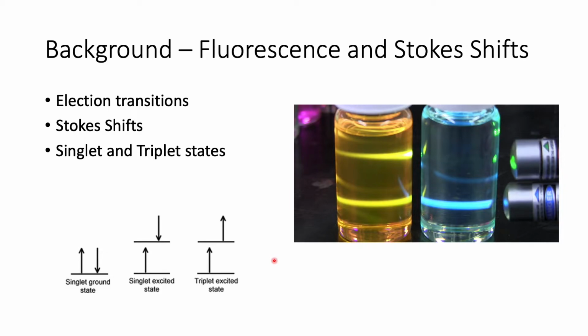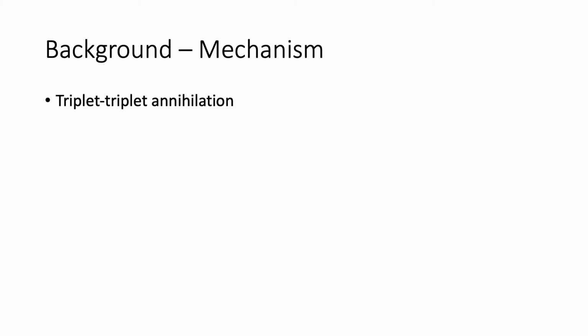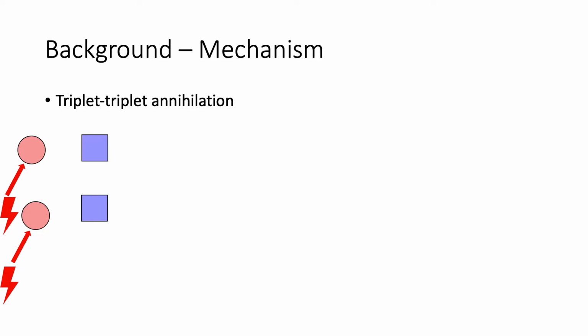Now let's talk about the mechanism briefly for two-photon upconversion. The mechanism we'll be talking about is triplet-triplet annihilation. From the beginning, what we have is two low-energy photons absorbed by a sensitizer molecule. These molecules are important because they can easily absorb low-energy light, such as red light or infrared light. They are typically polycyclic aromatic hydrocarbons or other molecules that have large conjugated systems that are easy to excite.